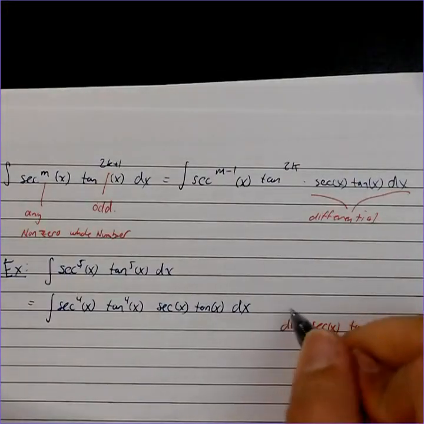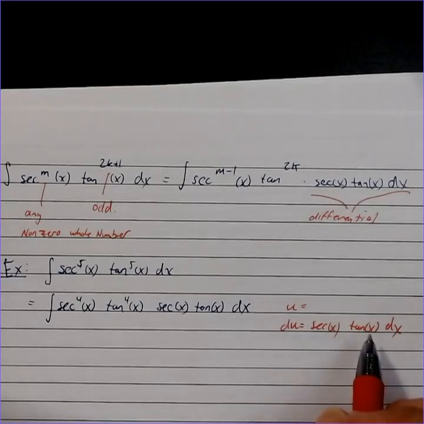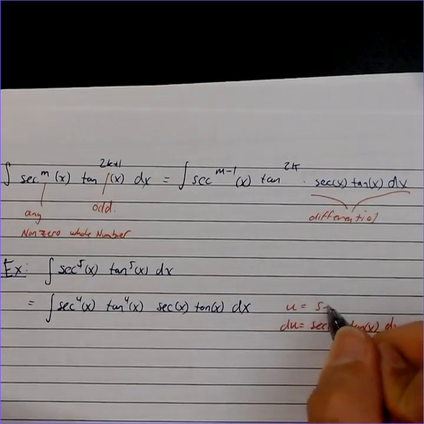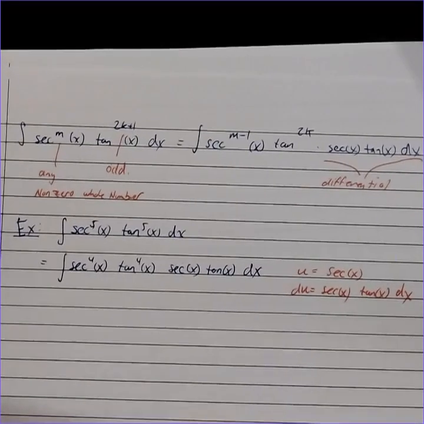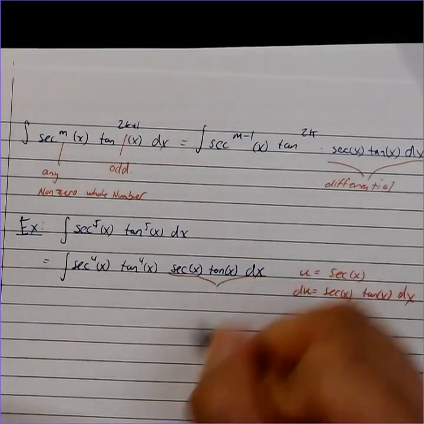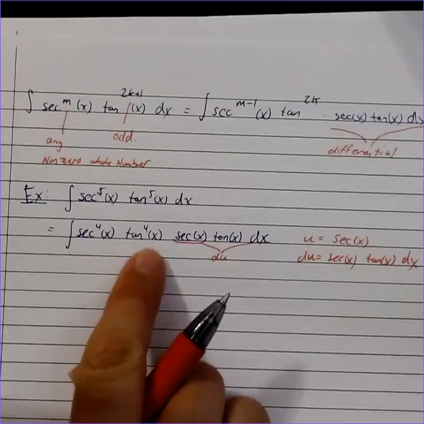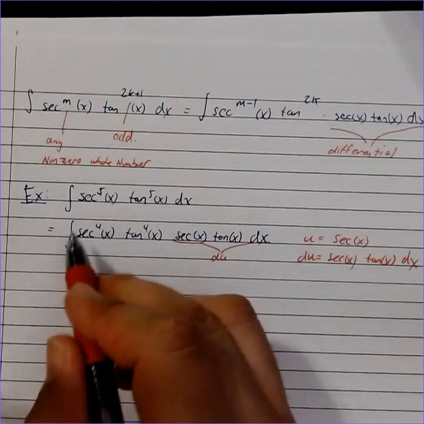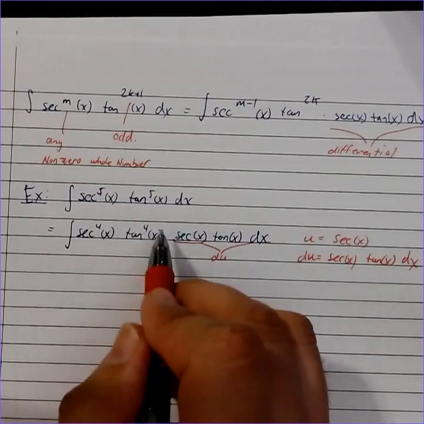So if that's our differential, if that's our du, then u must be something whose derivative is secant of x tangent of x dx. That's secant of x. The derivative of secant of x is secant of x tangent of x. So here, this is going to be our du, which means everything else must be in terms of secant of x. Well, that's already in terms of secant of x. So we need to change this to be in terms of secant of x.